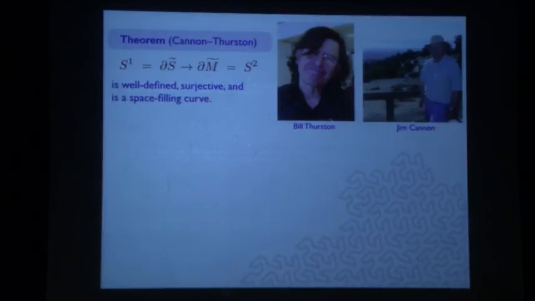Well, in the example I started with, the example that Thurston and Cannon studied, it turns out that this map, the map between the boundaries induced by the inclusion, is well defined. It's a map from the circle to the sphere, and it's surjective. In fact, it's a space-filling curve. It's a beautiful thing.